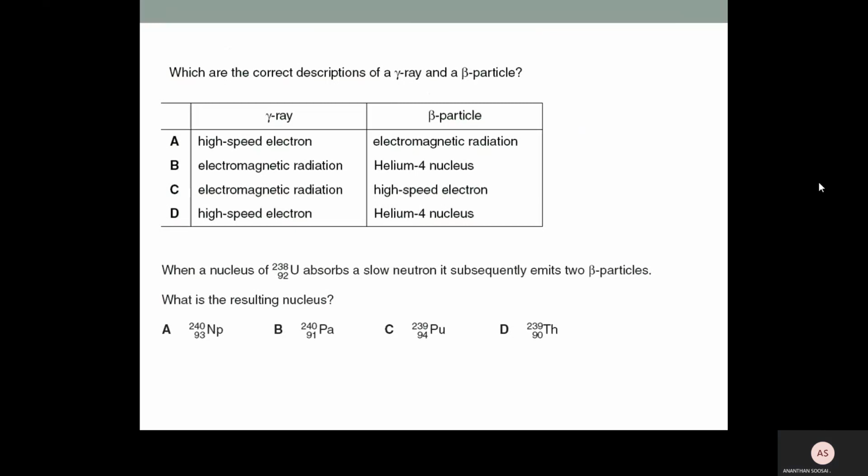So write the equation. How does the equation look? The uranium 238, 92. It absorbs a slow neutron. That means it absorbs 1 neutron. Neutron must be the reactant. It absorbs what? Forms a new element, which is what we are looking for. The number here. And releases how many beta? 2 beta particles. So 2 beta was released. So this is your equation.